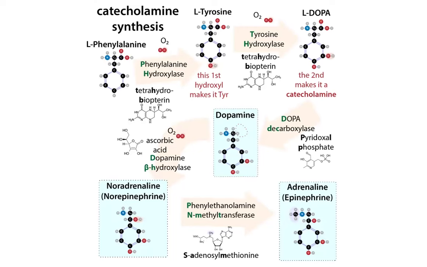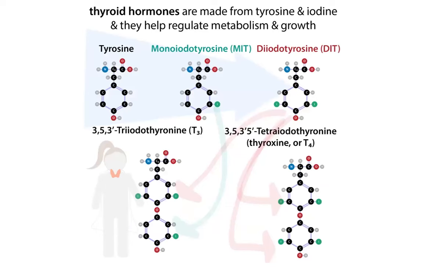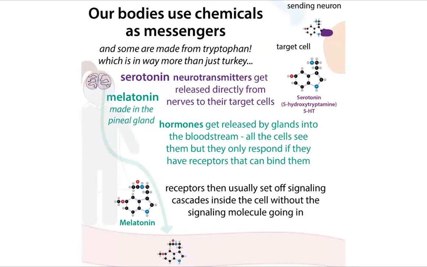We can also make hormones from some of these amino acids, so like adrenaline and noradrenaline. Remember, those are epinephrine and norepinephrine. Those are produced from tyrosine, which is produced from phenylalanine. We also get thyroid hormones from tyrosine, as well as melatonin, serotonin, all these really great things.